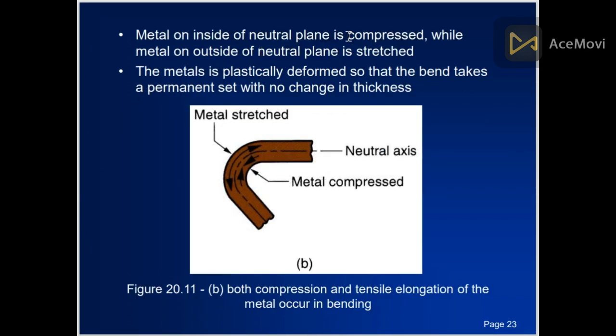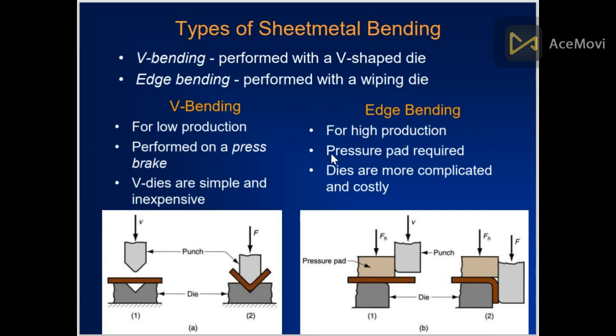Metal on the inside of the neutral plane is compressed, while the metal on the outside of the neutral plane is stretched. As you can see, both lengths are initially the same, but when it is bent, the outer is stretched and the inner is compressed, and the neutral axis remains the same. The metal is plastically deformed so that the bend takes a permanent set with no change in thickness. Hence, the thickness is not changed.